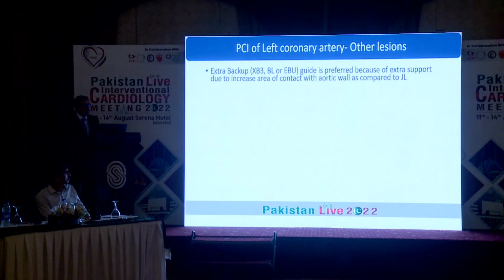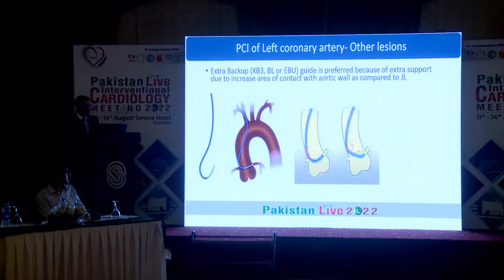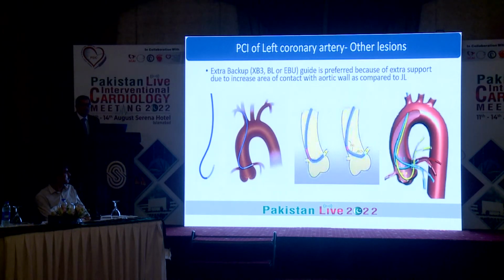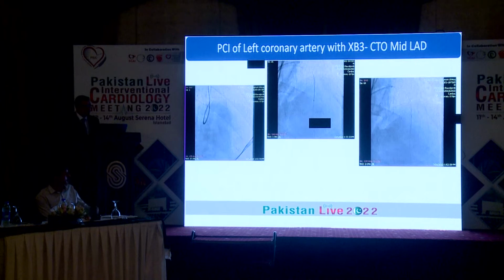EBU or extra backup guides are preferred because of extra support due to increased area of contact with the aortic wall. This is very important because these guides have extra contact with the opposite aortic wall. So you can see here that the Jitkin is having a minimum contact with the opposite aortic wall, but EBU is having more support against the opposite wall.